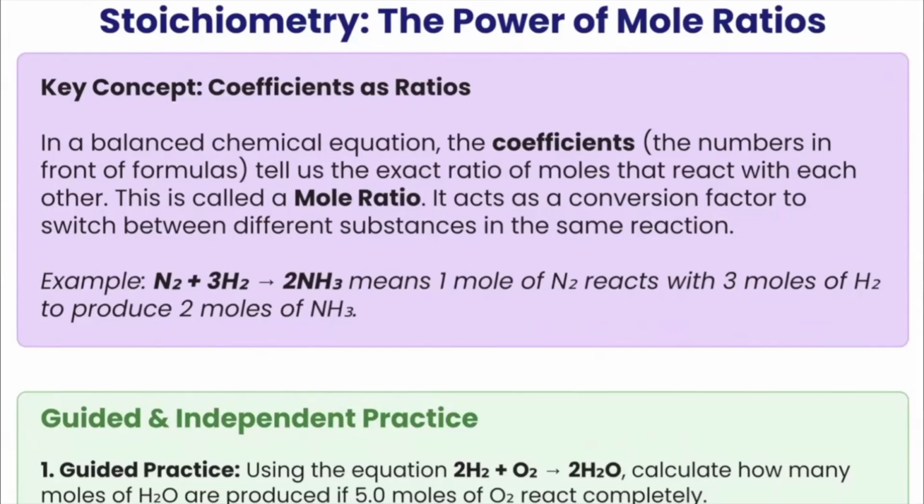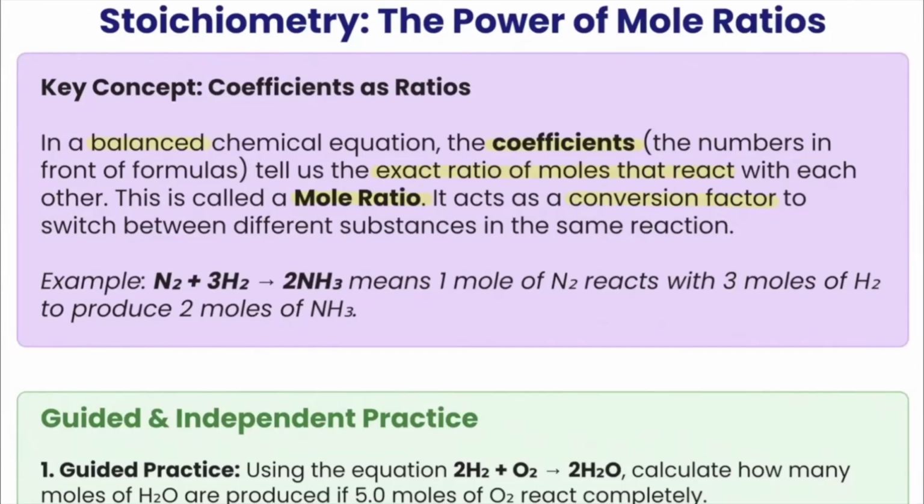You see, whenever you're given a chemical equation, the first thing I tell my students to check is whether or not it's balanced. Why? Because the coefficients in a balanced equation tell us the exact ratio that substances react. And that ratio is called the mole ratio. And it acts as a conversion factor between different substances in the same reaction.